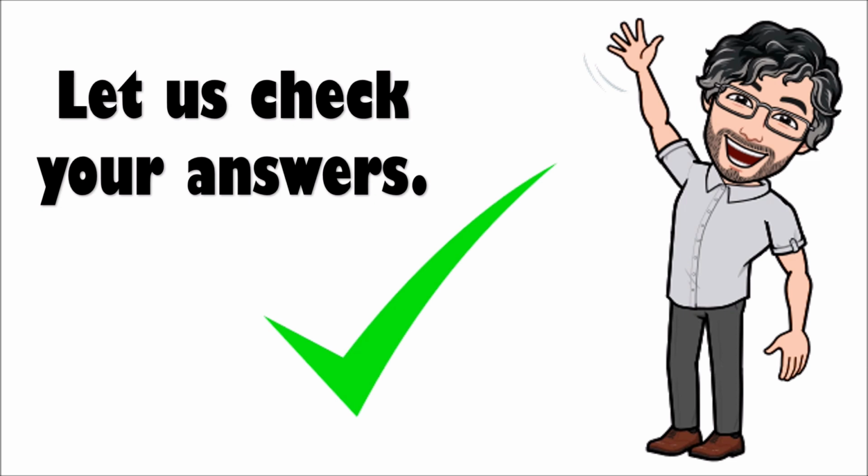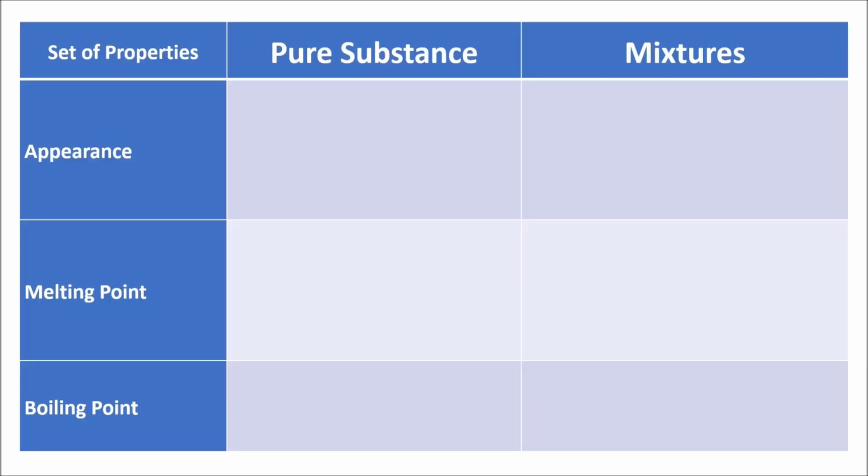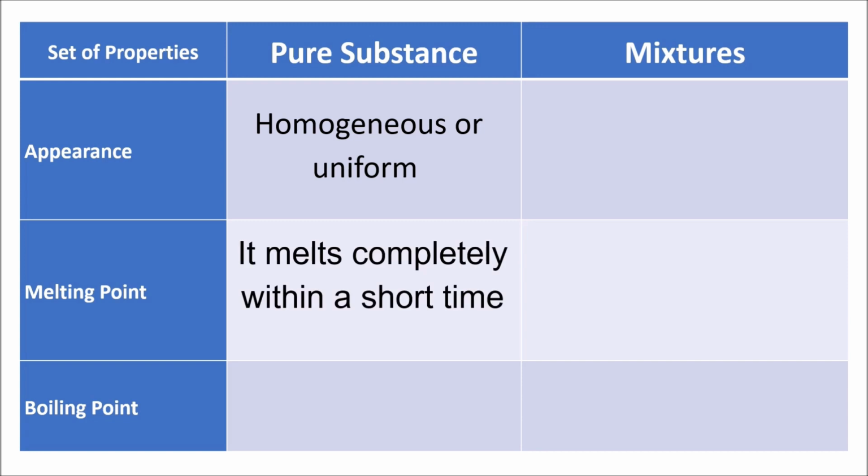Let us check your answers. Pure substance is one of the classes of matter. It is homogeneous or with uniform composition, and its appearance is the same all throughout. During melting, pure substance melts completely or smoothly within a short time. The boiling point of a pure substance is fixed and sharp.